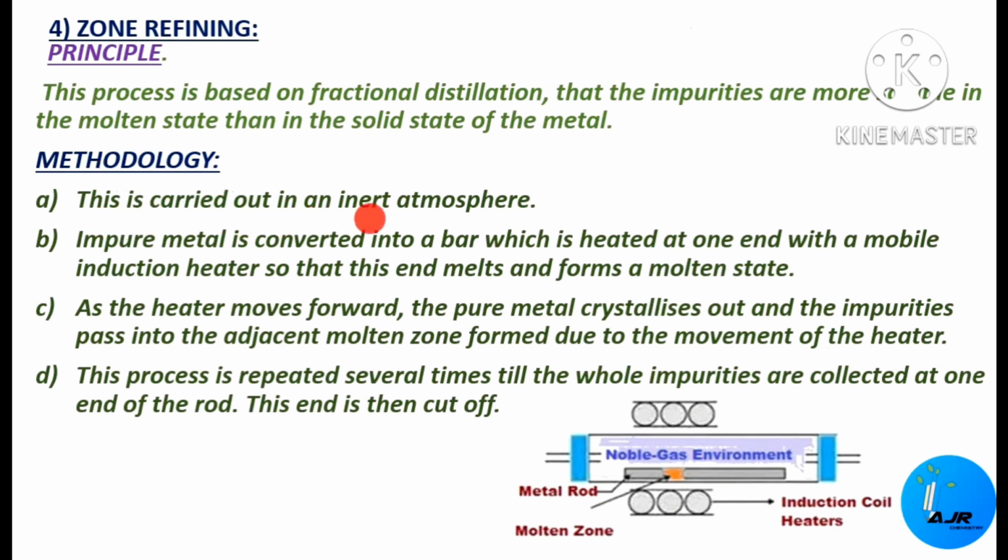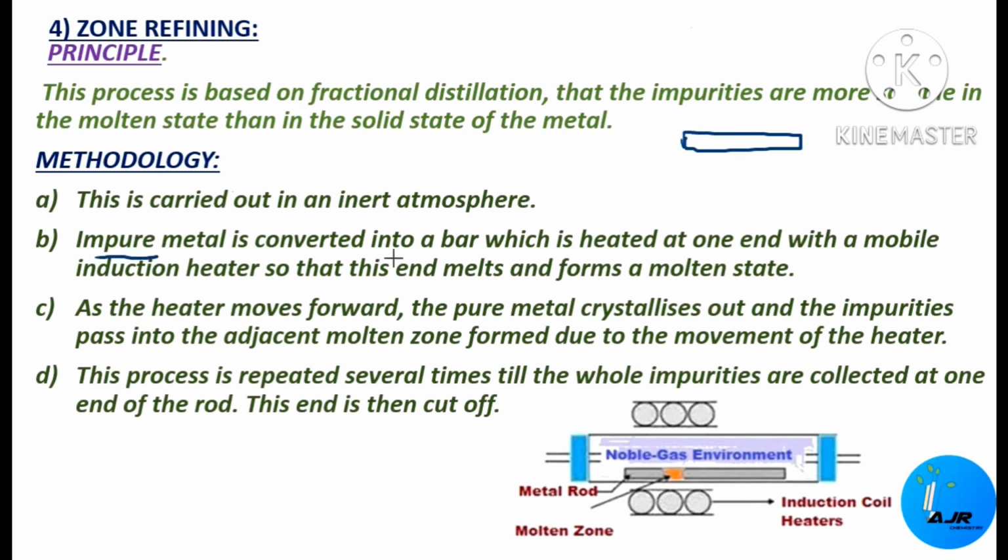This is carried out in an inert atmosphere. That's very important, right? This process is carried out in an inert atmosphere to prevent oxidation of the metal, and a noble gas will be used, helium, neon, like that. Now in this method, the impure metal is converted into a bar.